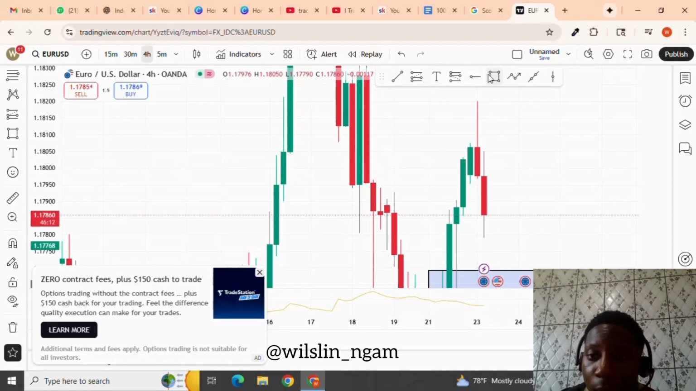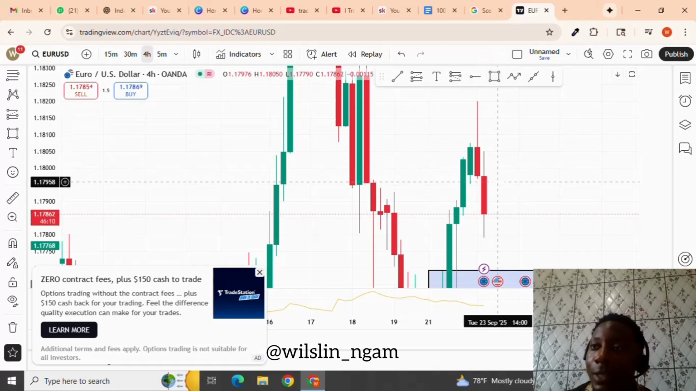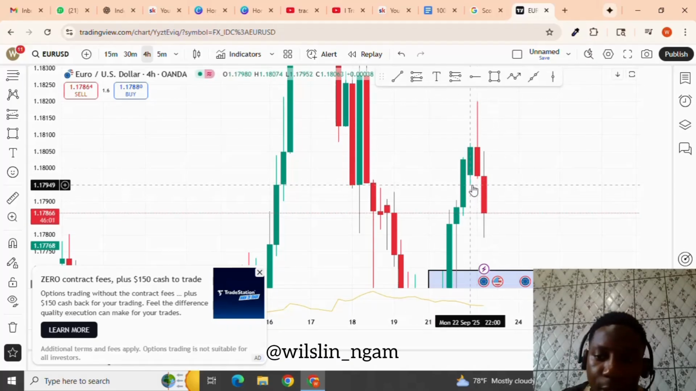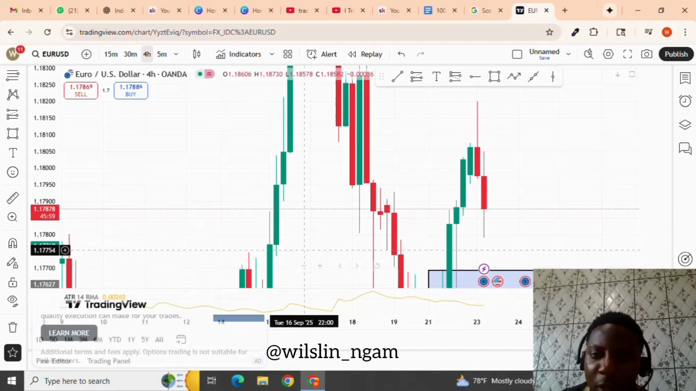So as I got to work, I realized that price somehow ended up pushing through in the last minutes, giving us an engulfing candlestick pattern. So if I was to enter on this trade, my stop loss could have been, I think, 8 pips.